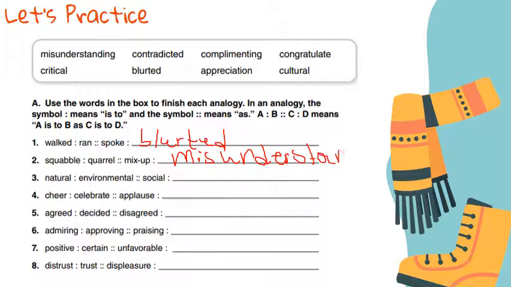It's a long word. Natural is to environment, as social is to cultural. Everything natural comes from the environment. Everything social comes from the culture, cultural, A-L at the end. Cheer is to celebrate. When you cheer something, you celebrate it. When you applaud for something, you congratulate.